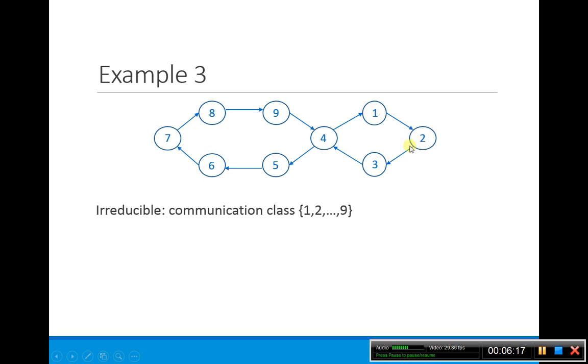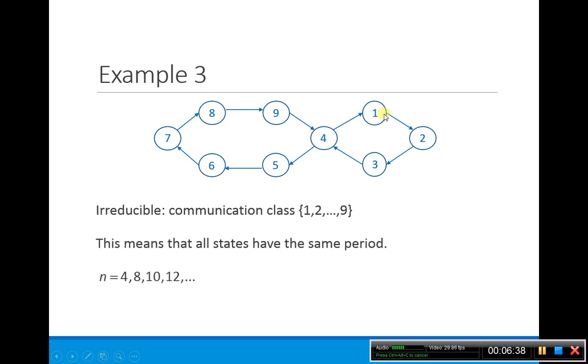So I could do it in 1, 2, 3, 4 transitions. I could do it in 1, 2, 3, 4, 5, 6, 7, 8, 9, 10. So that was 4 and 10. But also remember I can do it in 1, 2, 3, 4, 5, 6, 7, 8 transitions. So here, n equals 4, 8, 10, 12, etc. The greatest common divisor of all of these is 2. So the period of every single state in our Markov chain is 2.